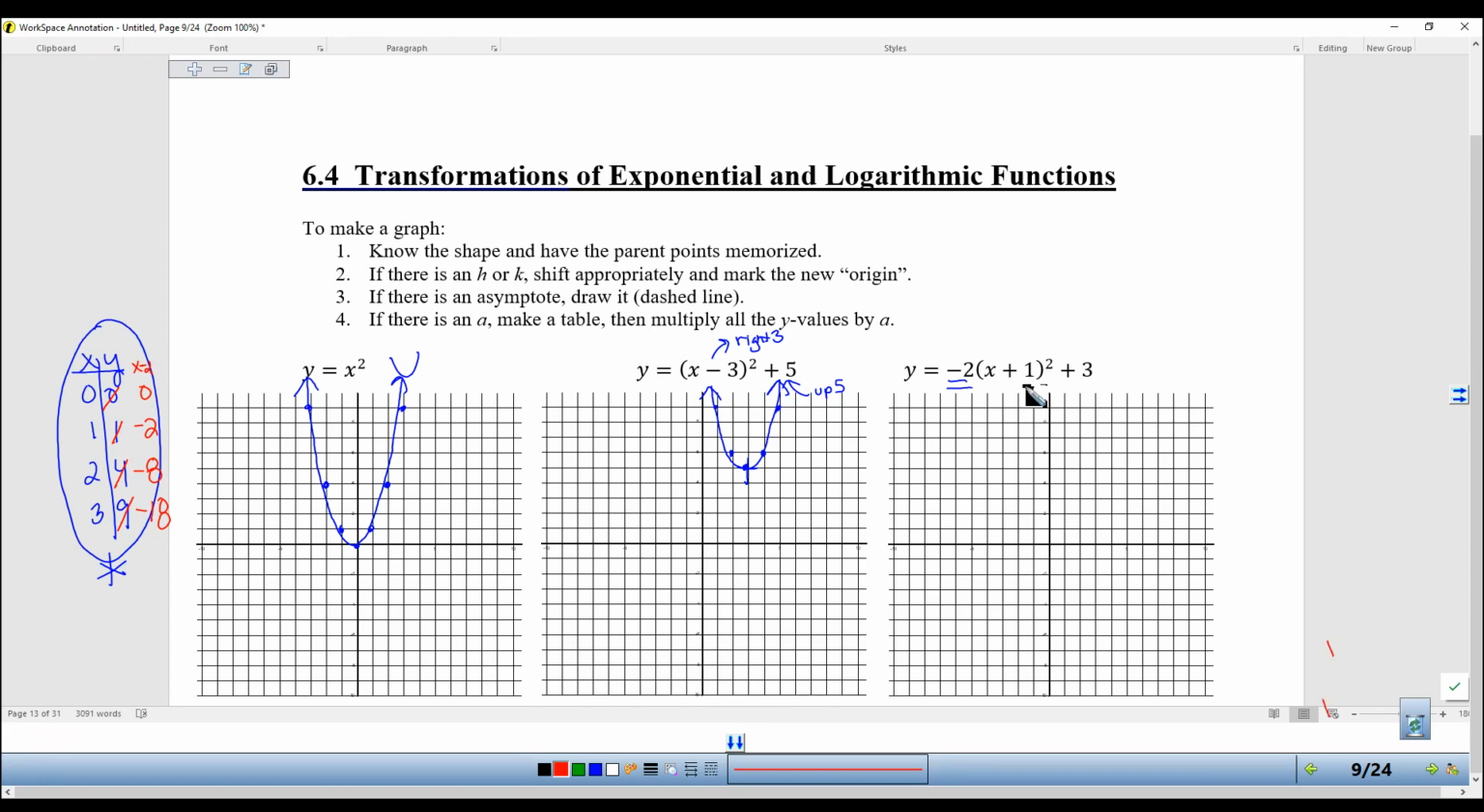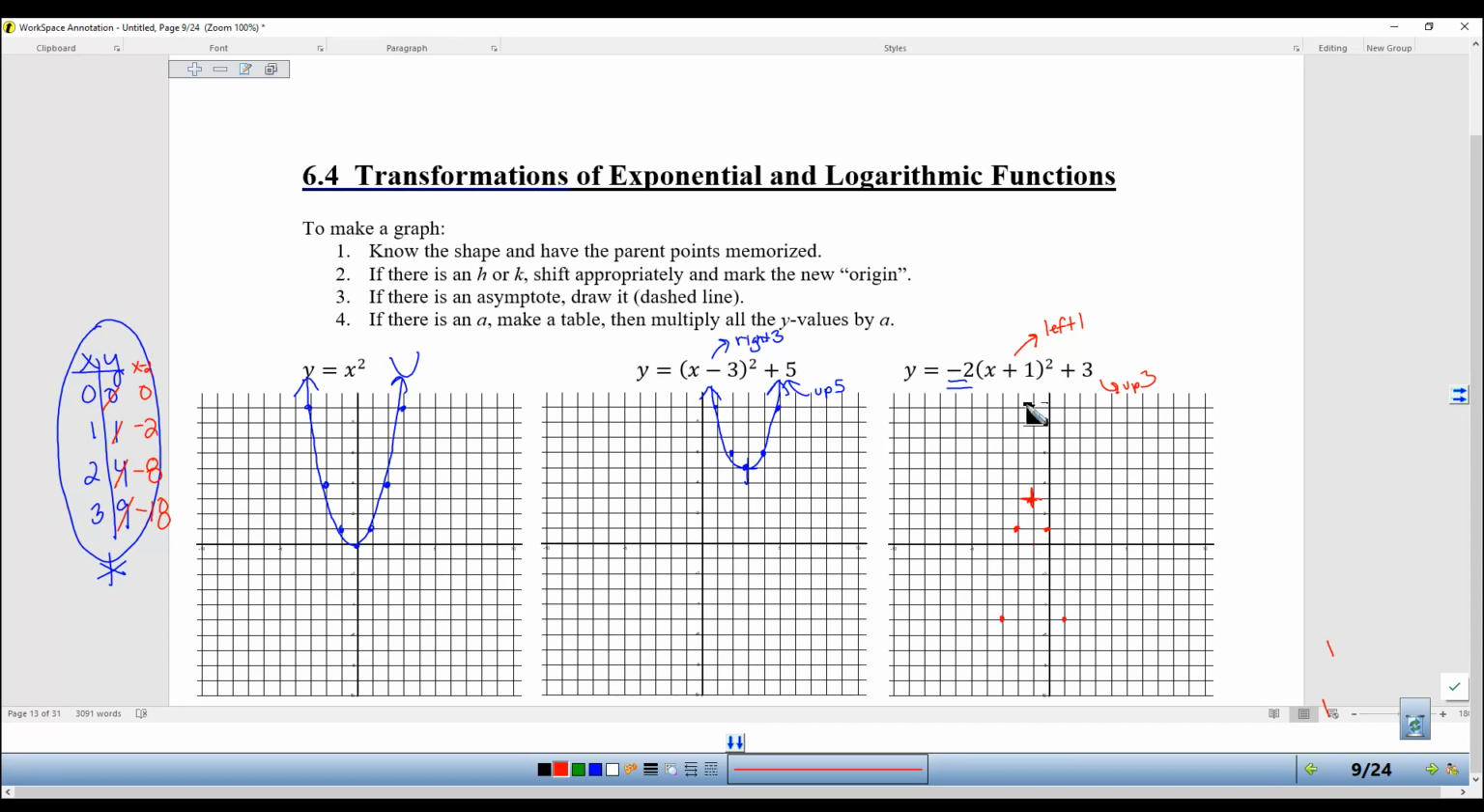So again, I'm going to shift my origin first. This is going to go to the left 1 and up 3. This is my new origin. And now my points are, over here in red, (0, 0), (1, -2), and then (2, -8). 1, 2, 3, 4, 5, 6, 7, 8. And then you can always reflect it to the other side. 2, 1, 2, 3, 4, 5, 6, 7, 8.